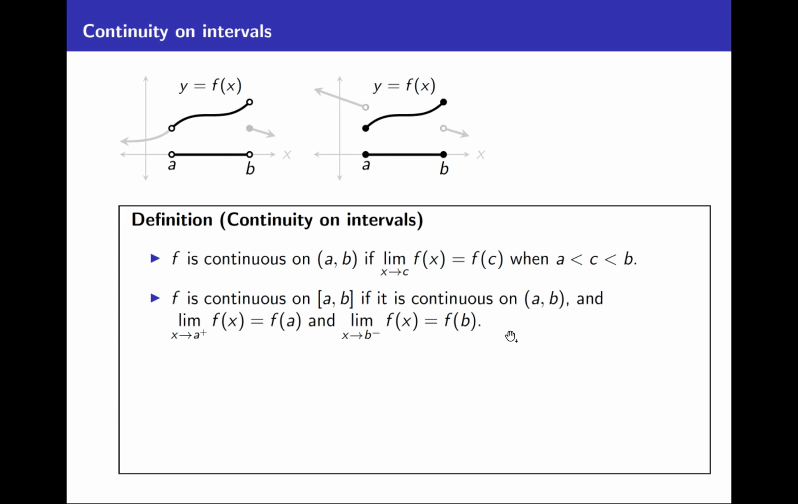This is just a concise way of saying that on this closed interval, if you only look at the graph on that closed interval, there are no breaks. So for example, this function f of x, it's not continuous on the closed interval from a to b because you have a break in the graph right there at x equals b.